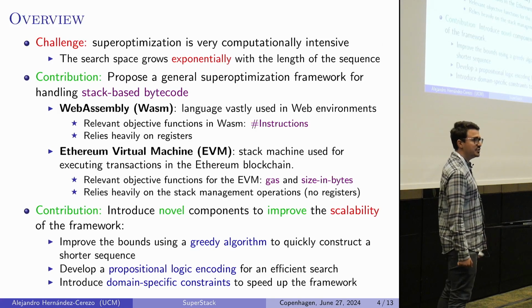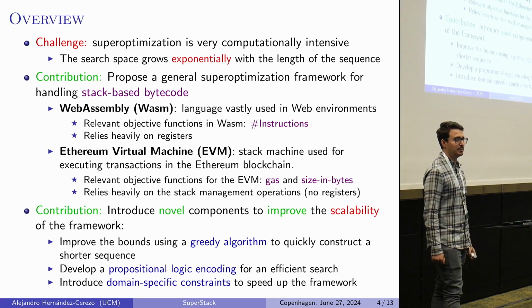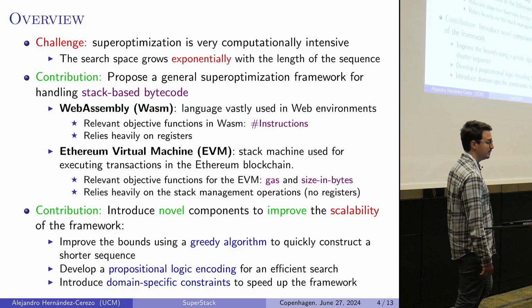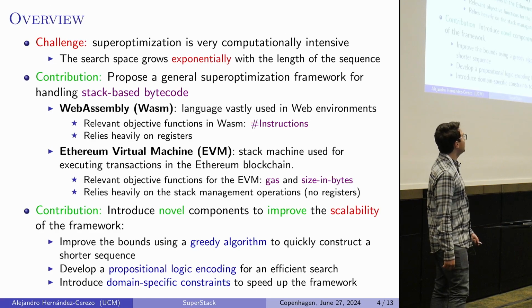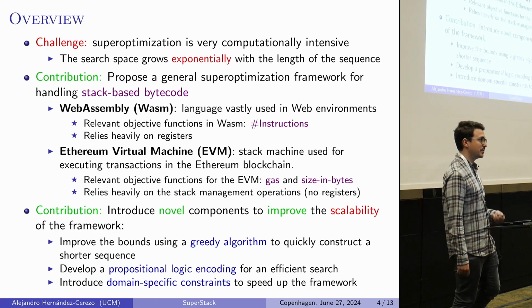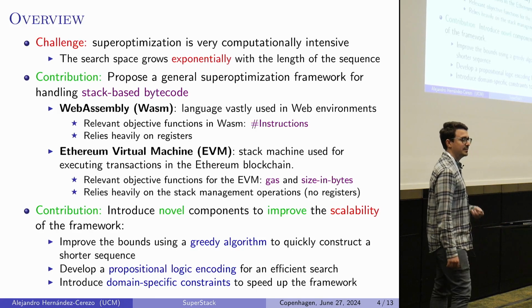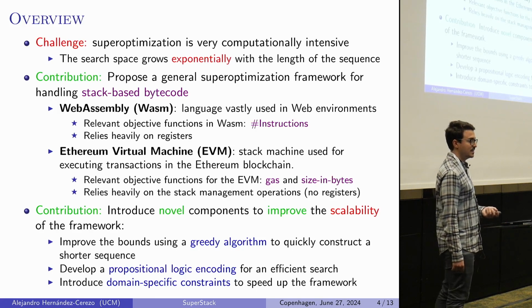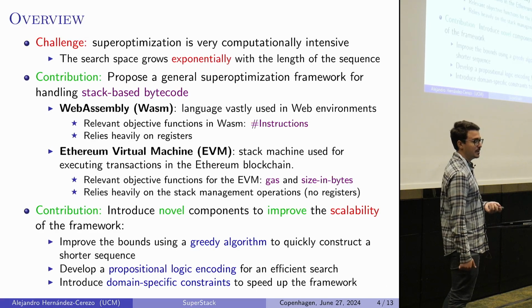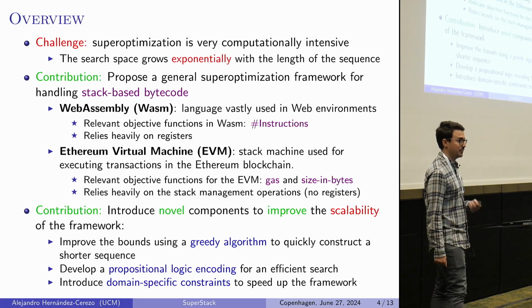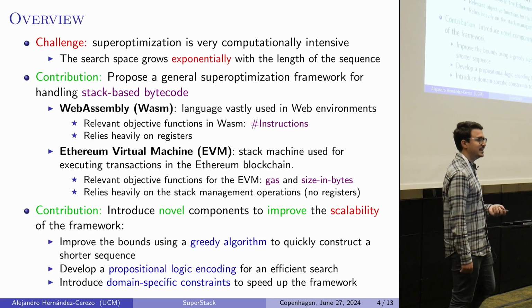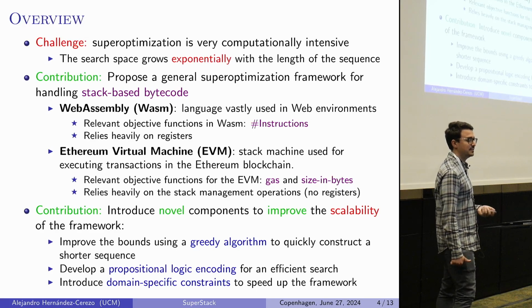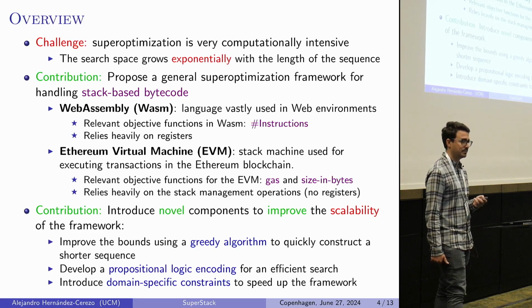Our second contribution here is to introduce some novel components to improve the scalability of the algorithm, which are the following three. The first one is to improve the bound we are going to use in the search, and we are going to use here a greedy algorithm that constructs a sorted sequence. Then we have also developed a propositional logic encoding for doing a more efficient search than other superoptimization tools. And finally, we have introduced some domain-specific constraints to speed up the framework.